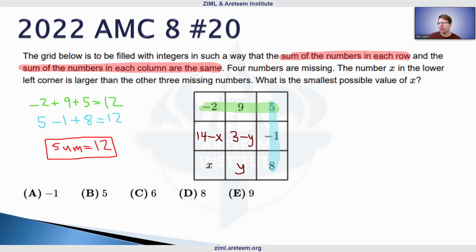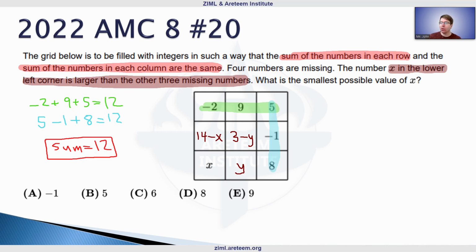Now, what is the goal of our question? It should be pretty clear that, in fact, if you pick any x value, that'll then determine a y value, and you can find everything. But we have a few restrictions that we need to deal with. In terms of the restriction, the x in the lower left corner is larger than the other three missing values. So this is the piece of information that we have there.